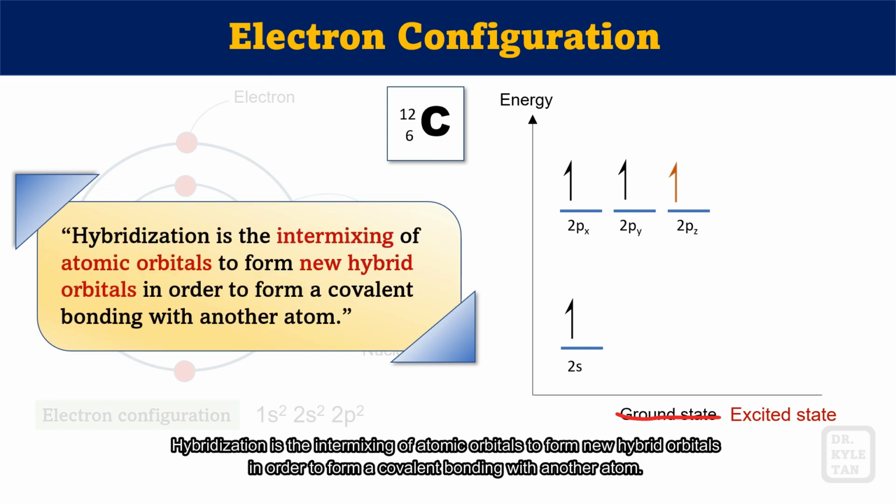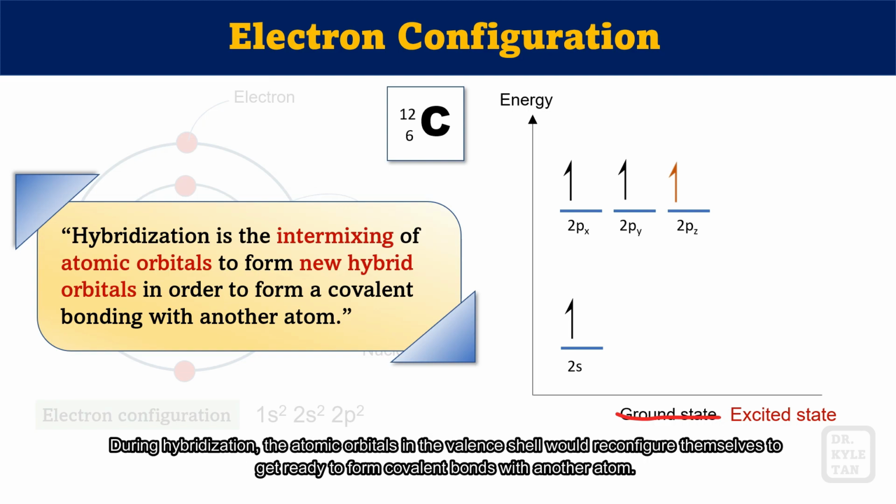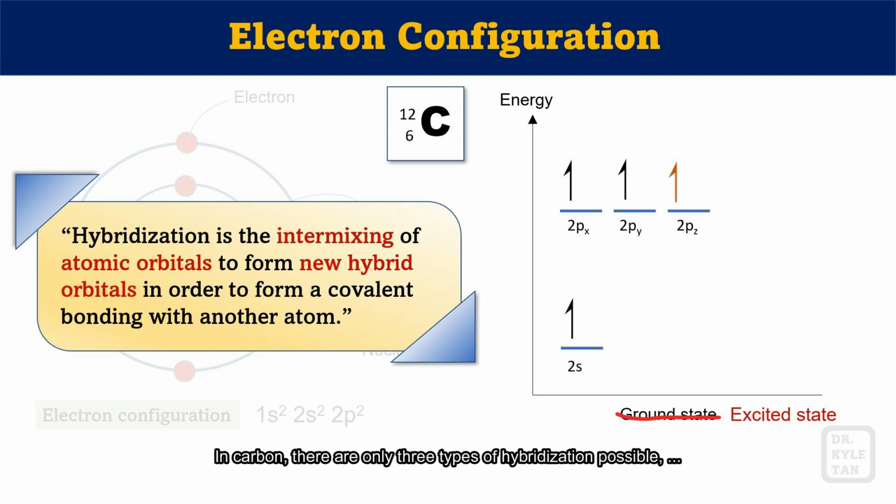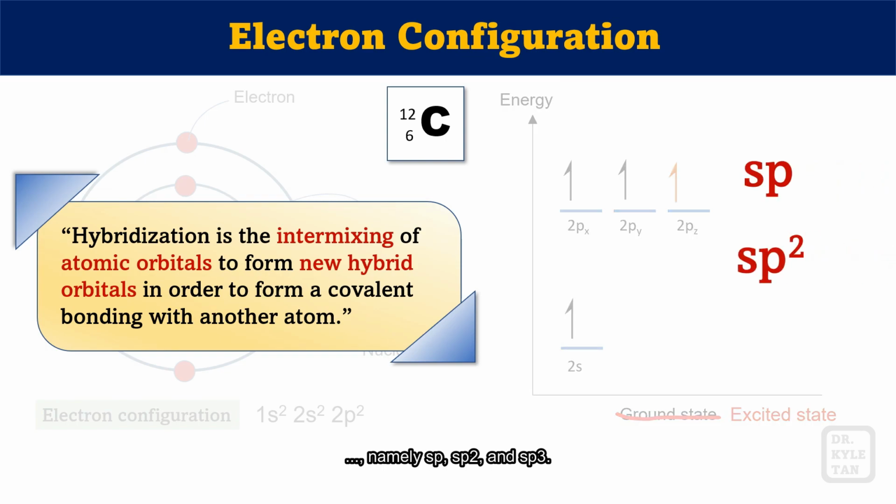Hybridization is the intermixing of atomic orbitals to form new hybrid orbitals in order to form a covalent bonding with another atom. During hybridization, the atomic orbitals in the valence shell would reconfigure themselves to get ready to form covalent bonds with another atom. In carbon, there are only 3 types of hybridization possible, namely sp, sp2, and sp3.